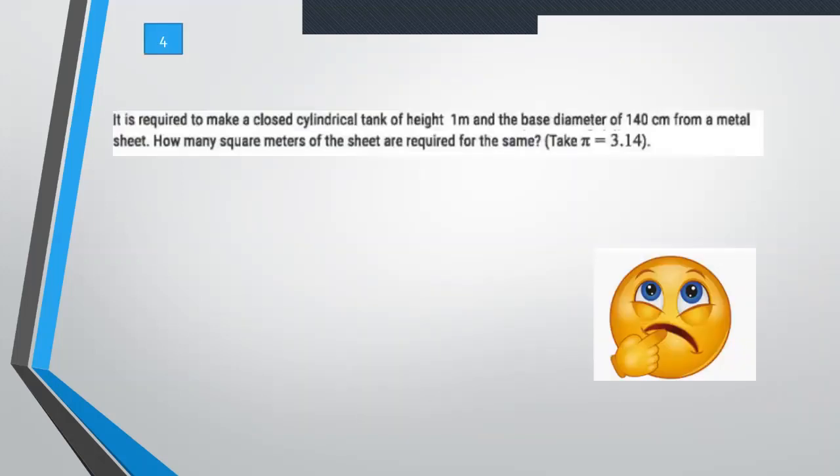It is required to make a closed cylindrical tank. Understand? Mark the words: closed cylindrical tank of height 1 meter, base radius 140 centimeter. Ma'am, 140 is the diameter. Diameter 140 centimeter. Understand where I'm stressing. From the metal sheet, how many square meters of sheet are required for the same? So square meters of sheet means what do you have to calculate?